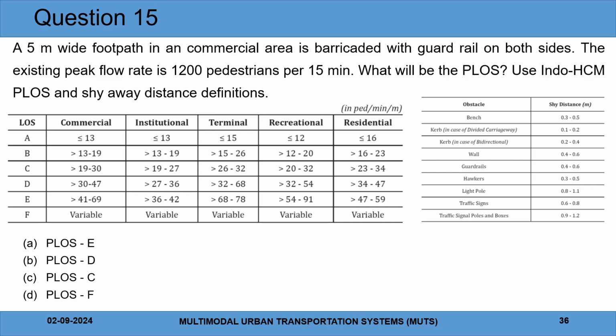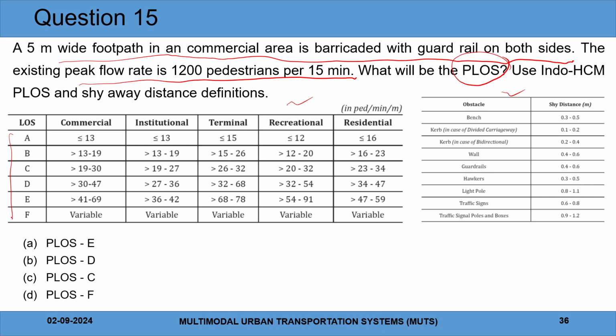This one is saying that a 5-meter wide footpath in a commercial area is barricaded with guardrail on both sides. The existing peak flow rate is 1200 pedestrians per 15 minutes. What will be the pedestrian level of service? These two tables are given. So you need to calculate this pedestrian level of service from this table.